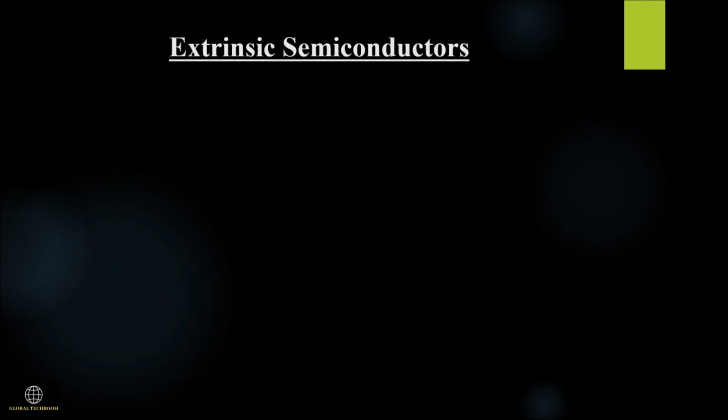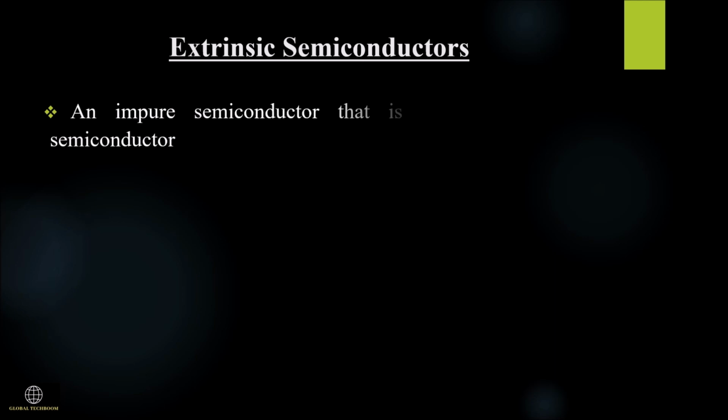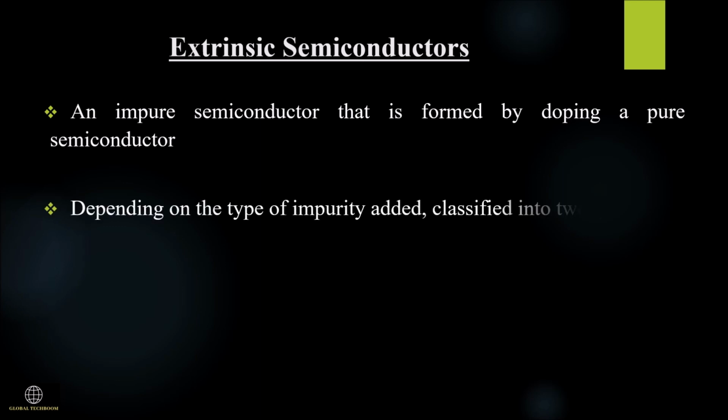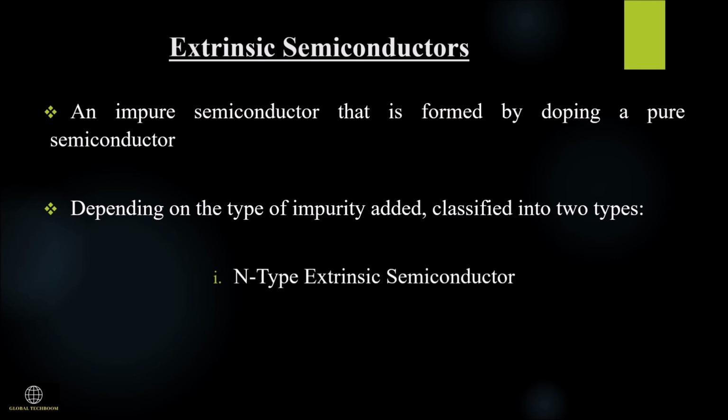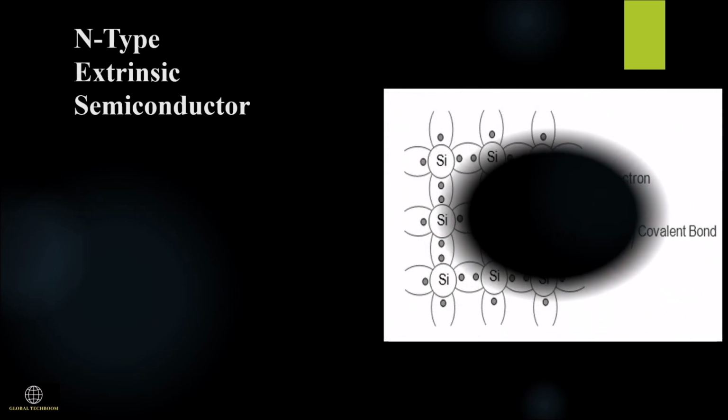Extrinsic semiconductor. An impure semiconductor that is formed by doping a pure semiconductor is called an extrinsic semiconductor. Depending on the type of impurity added, the extrinsic semiconductors are further classified into two: N-type extrinsic semiconductor and P-type extrinsic semiconductor.